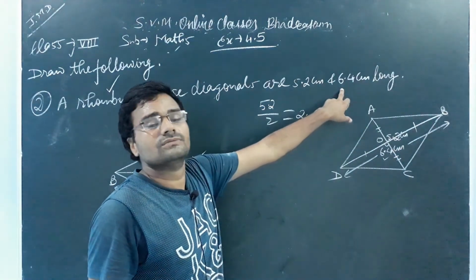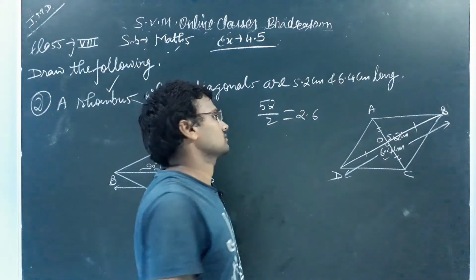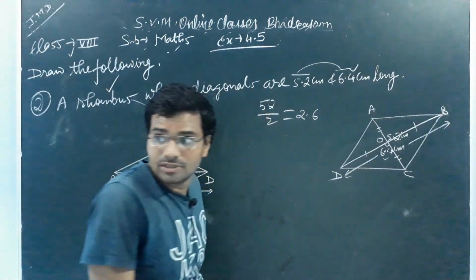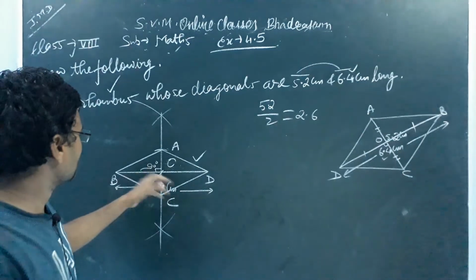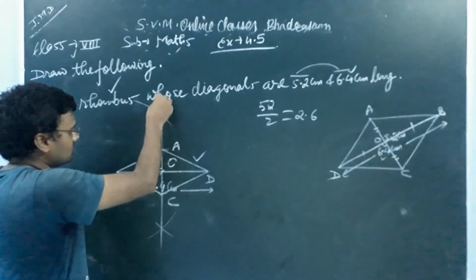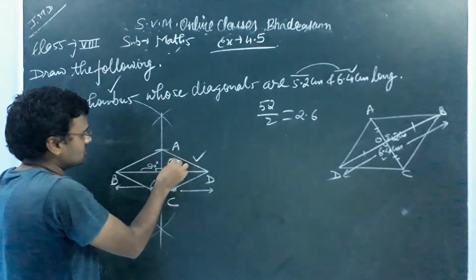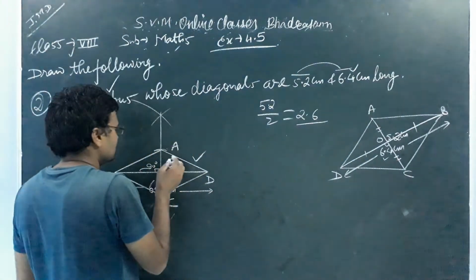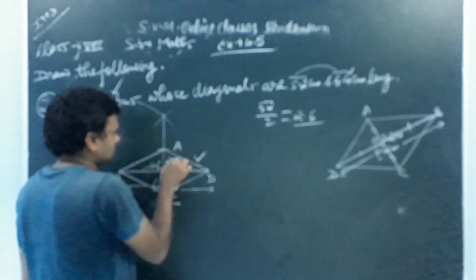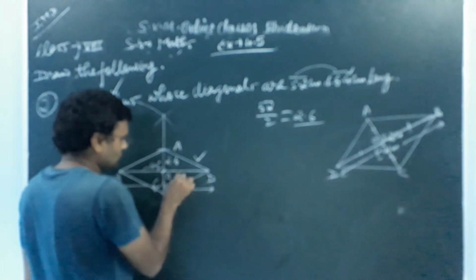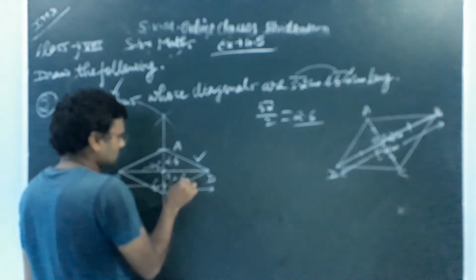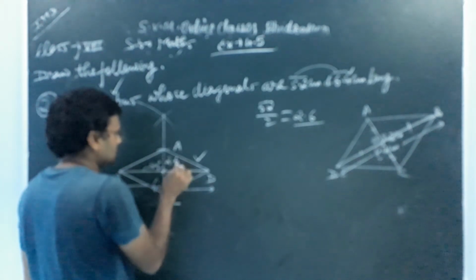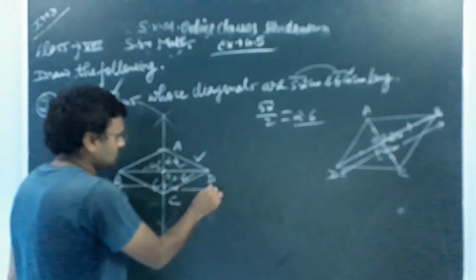First we have drawn the diagonal which is bigger. The two lengths are given, and the greatest one is 6.4 centimeter, so I have drawn this length of 6.4 centimeter. After that I have just bisected it. This point is O, so I have taken a distance of 2.6 centimeter on the upper half and 2.6 centimeter on the lower half. I hope you all got it.